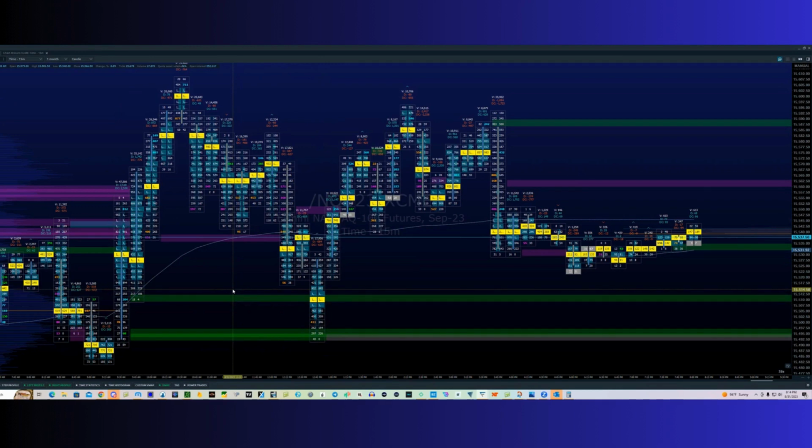Discuss the value of different time frames of using the footprint.